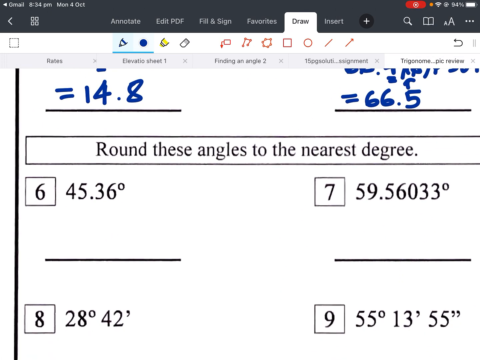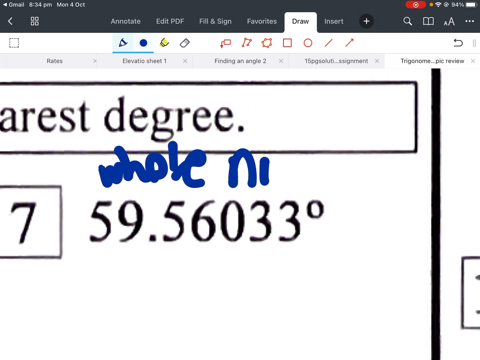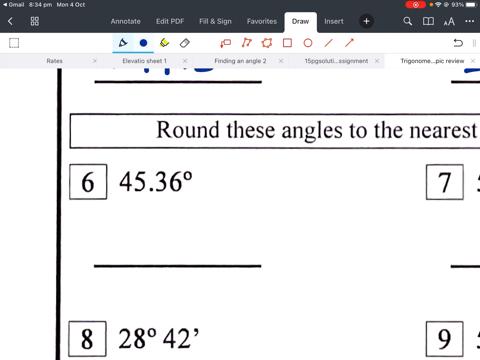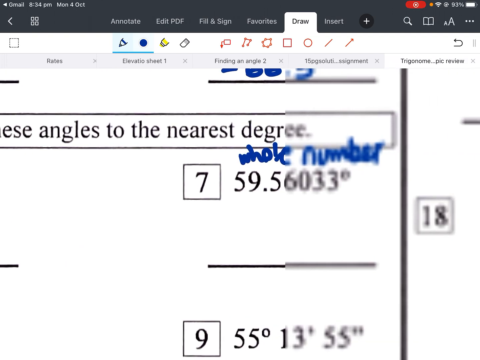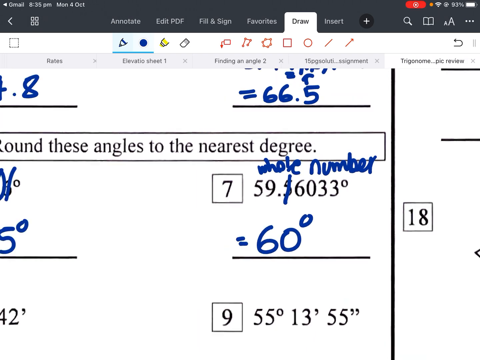Round these angles to the nearest degree. Okay, so nearest degree means to the nearest whole number. So that's pretty much all we're doing here with these ones. All right, so 45.36. Look at the 3. We're getting rid of the 3 and the 6. 3 tells me not to round up my 45. So my answer is just 45 degrees. 59.56. So again, I'm getting rid of these ones, but because that's a 5, that means I have to round the 59 up, doesn't it? Which basically means just add 1. So it becomes 60 degrees.